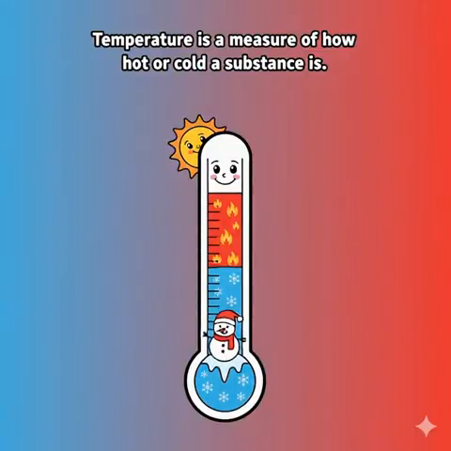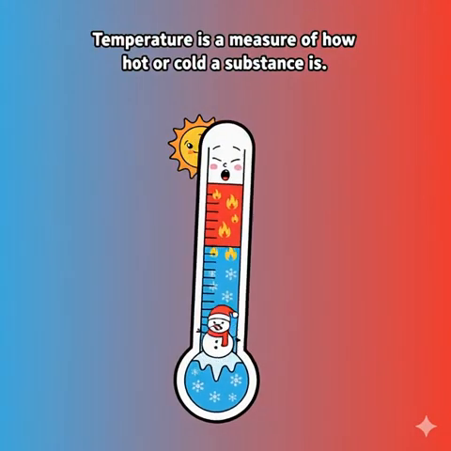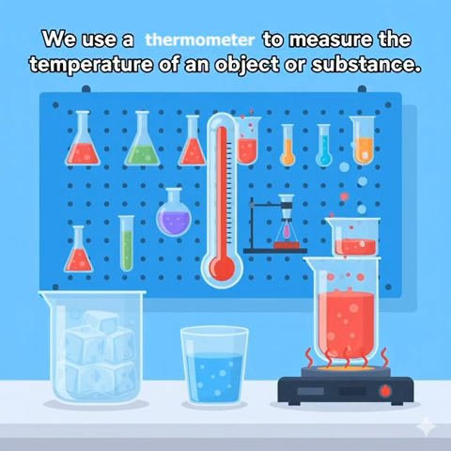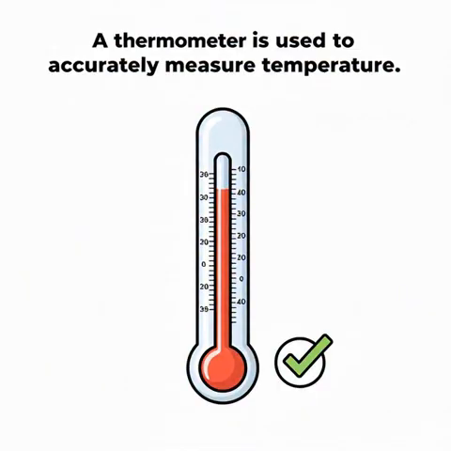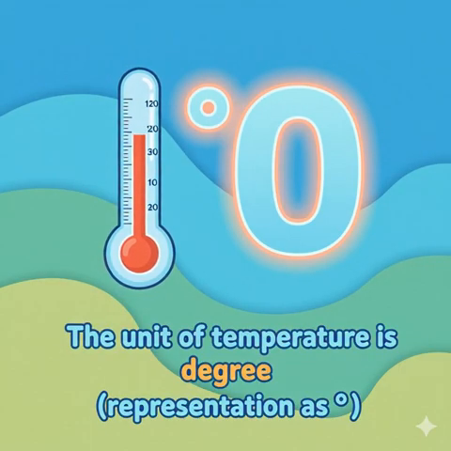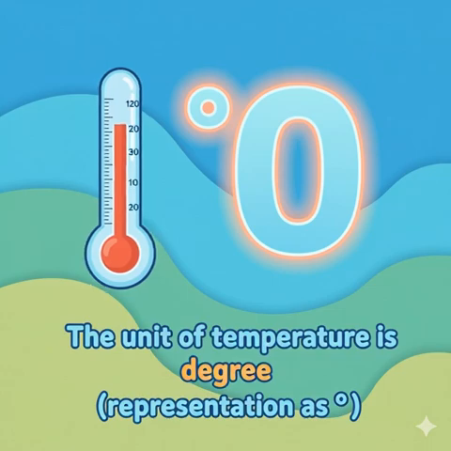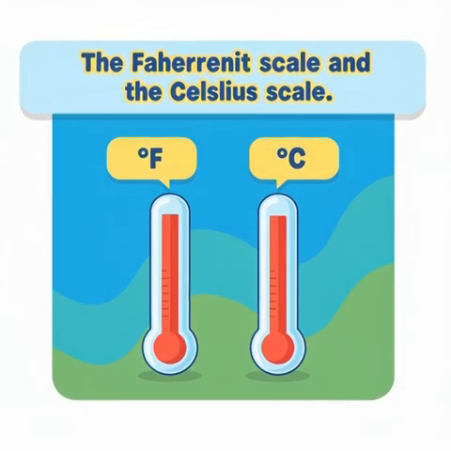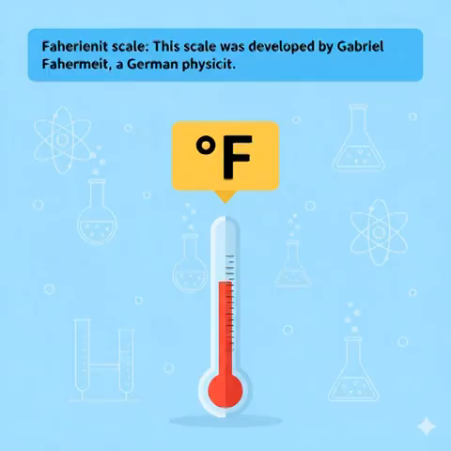Temperature. Temperature is a measure of how hot or cold a substance is. We use a thermometer to measure the temperature of an object or substance. A thermometer is used to accurately measure temperature. The unit of temperature is degree, represented as a degree symbol. There are two temperature scales that are generally used to measure temperature: the Fahrenheit scale and the Celsius scale.